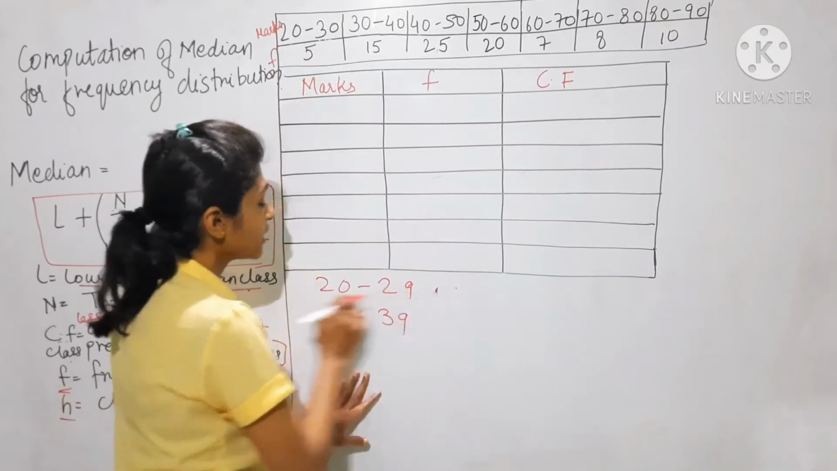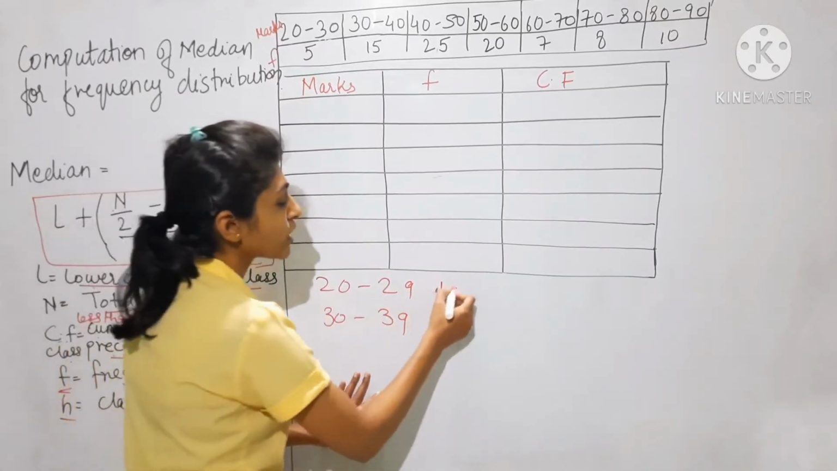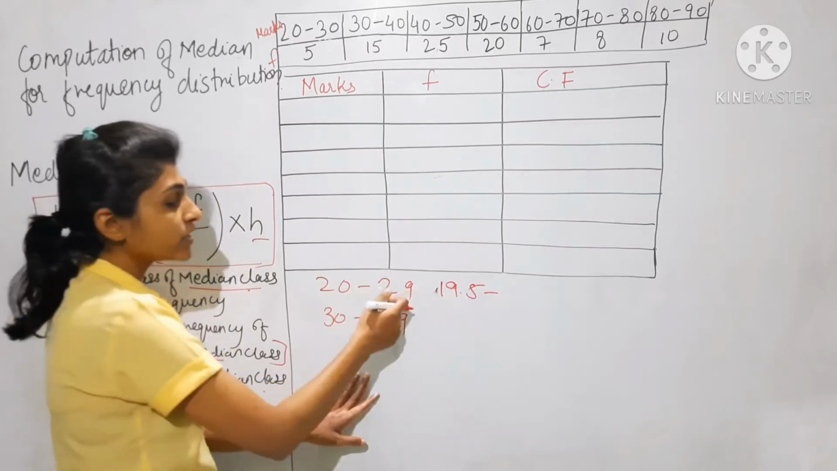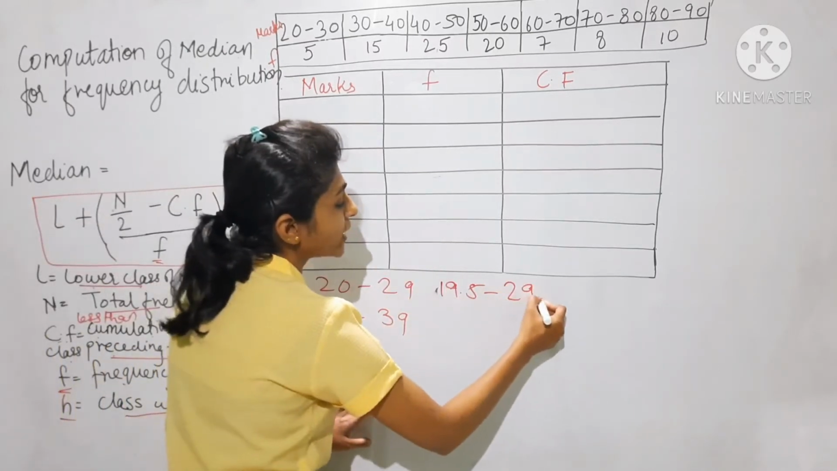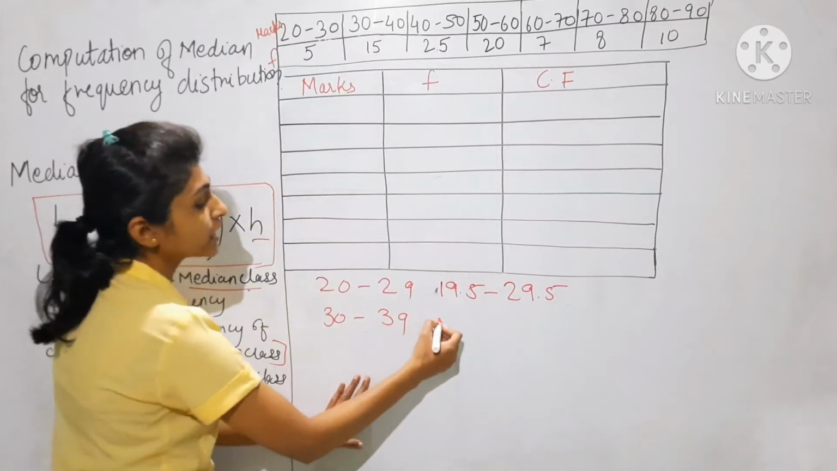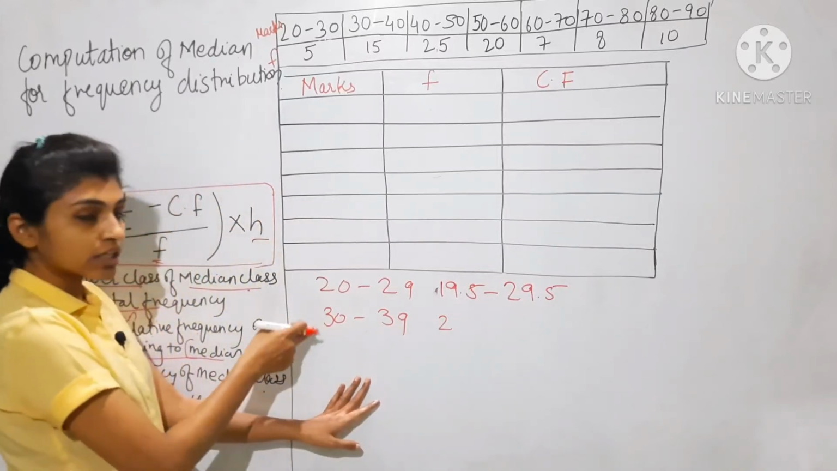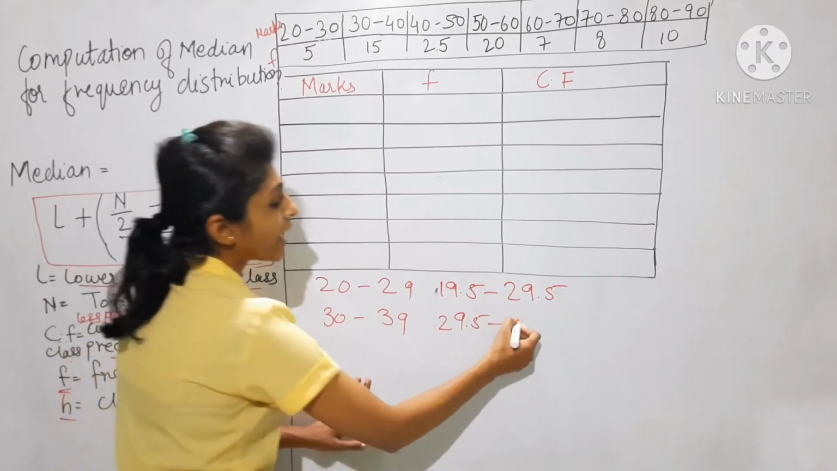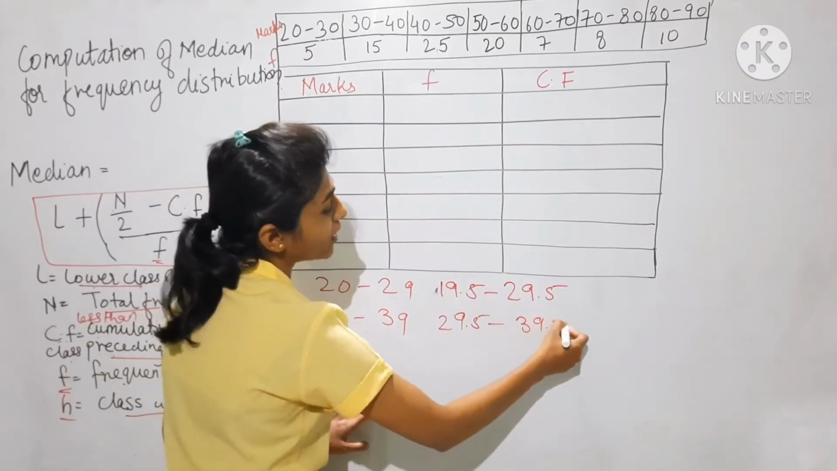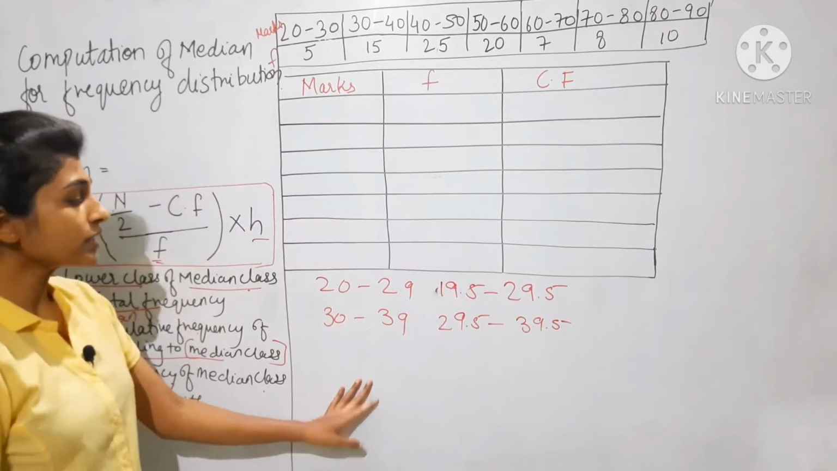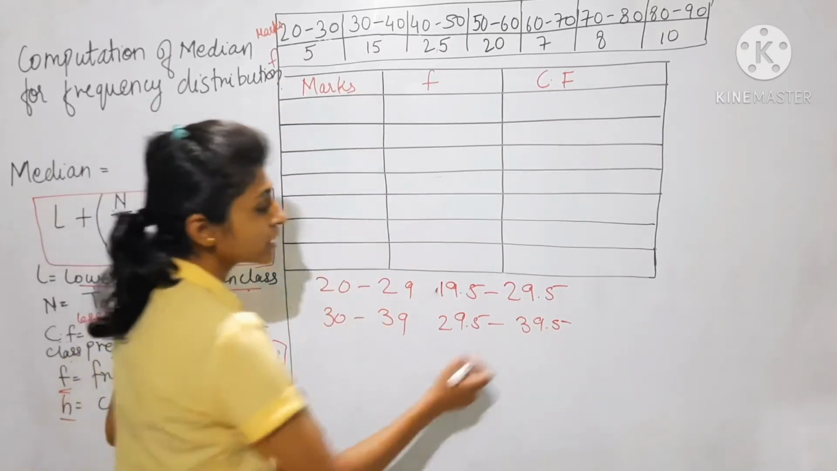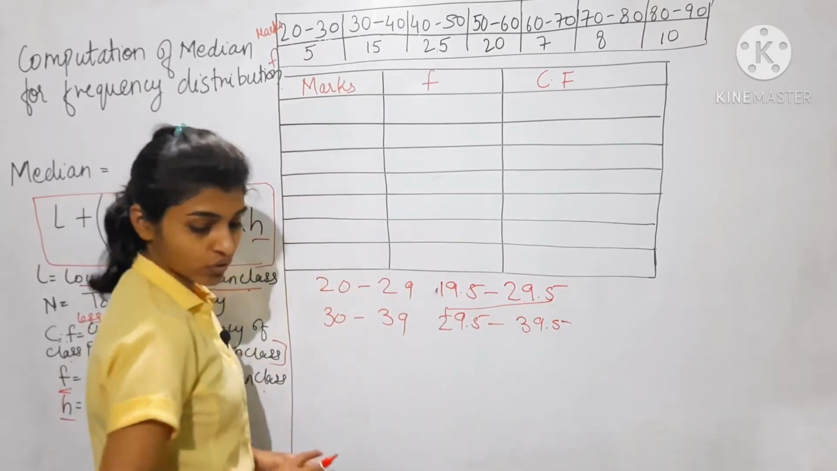Suppose in the lower limit 20 is there, so 19.5, and I will add 0.5 in the upper limit, that is 29.5. For the second class I will reduce 0.5 from 30, that will be 29.5, and I will add 0.5 to 30 in the upper limit, that is 39.5. Okay, so see, the classes become continuous.